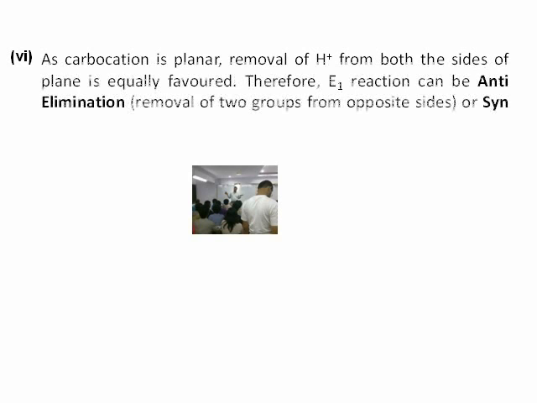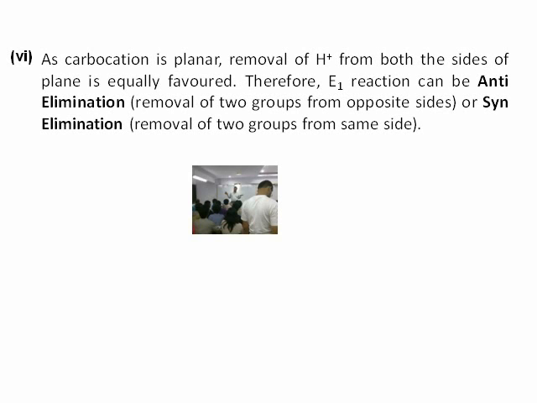6th point. Because carbocation is planar, so removal of H+ from both the sides of the plane of the carbocation is equally favored. Therefore, we can say that E1 reaction can be anti-elimination, which means removal of two groups from opposite sides, and it can be syn elimination also, which means removal of two groups from same side.